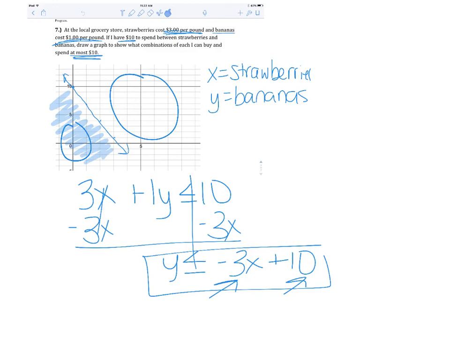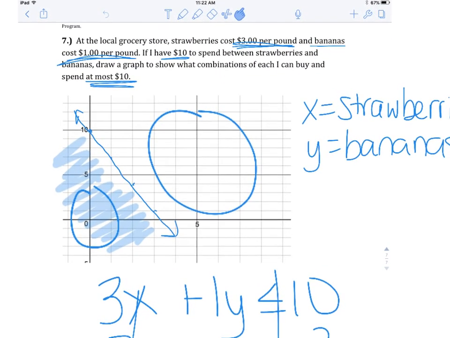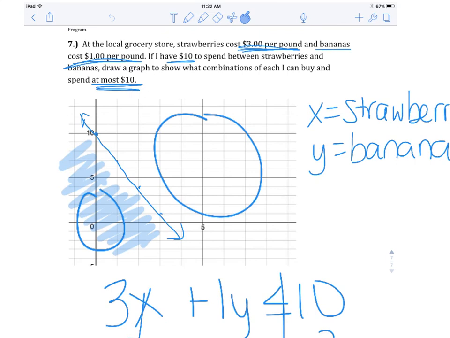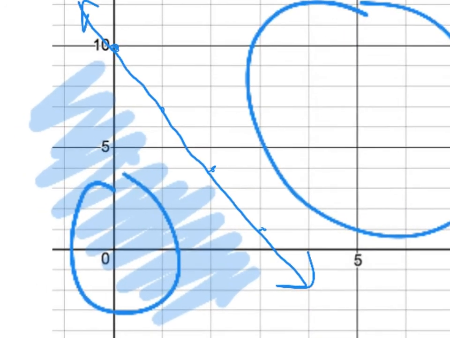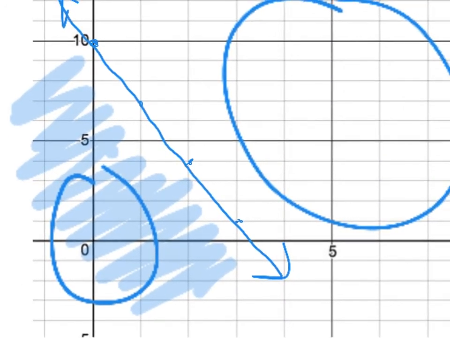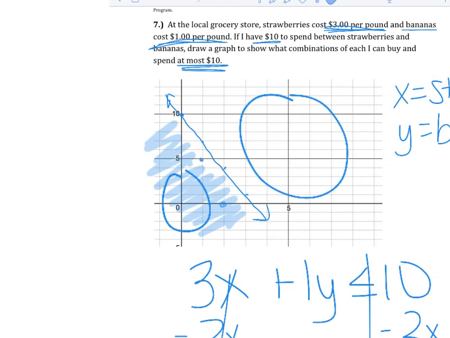So remember, the question is, what combinations can you buy if you want to spend at most $10? And what you can do is look at any of those ordered pairs in the shaded area, and those are combinations that you can buy. So for example, if we look at this point here, you could buy 2 pounds of strawberries and 0 pounds of bananas. If we look at this point here, it's 1 pound of strawberries and 5 pounds of bananas. So any of those combinations would work out.